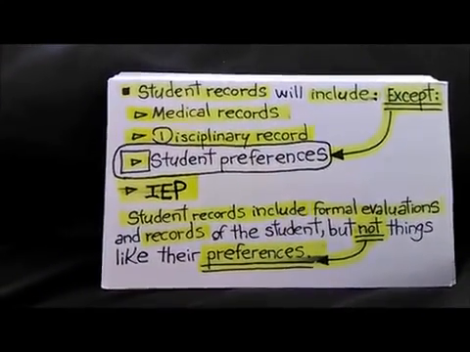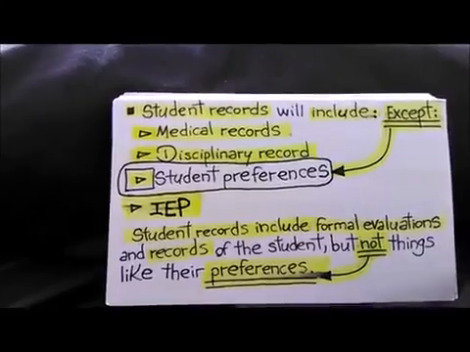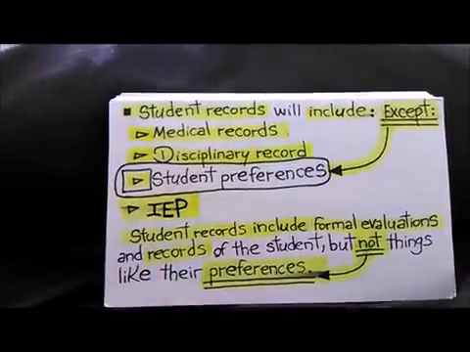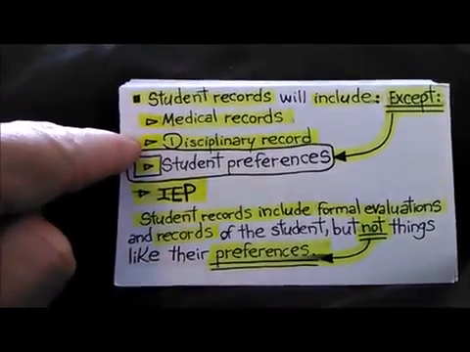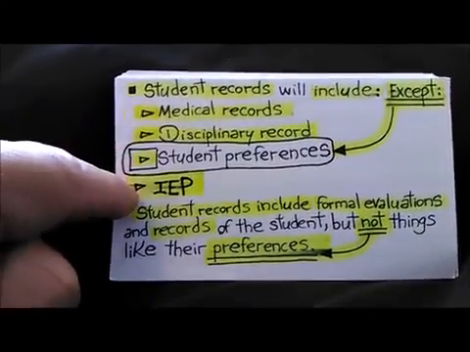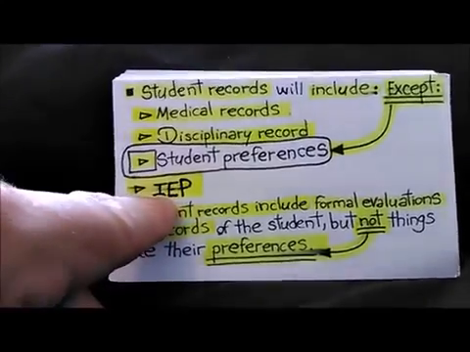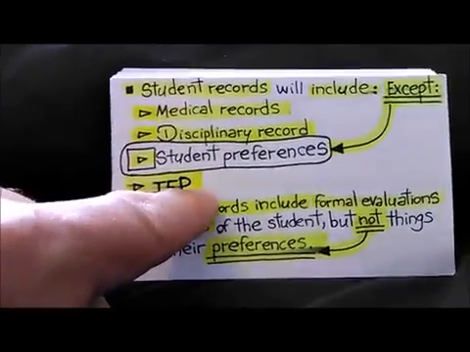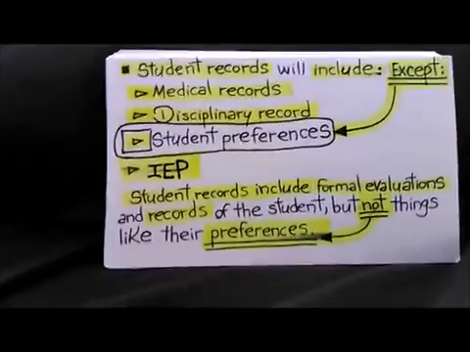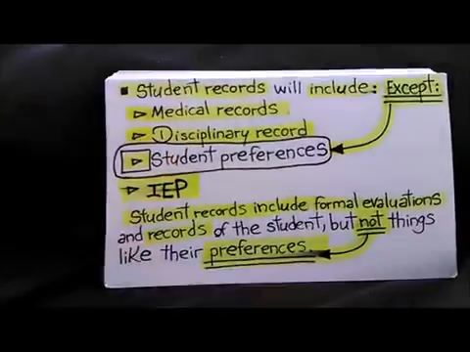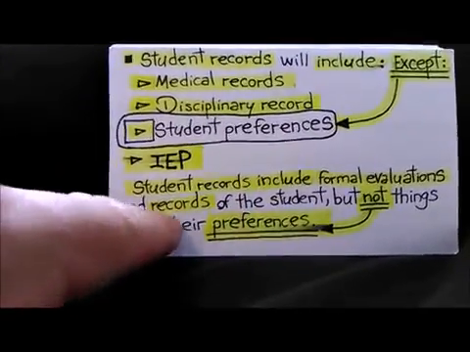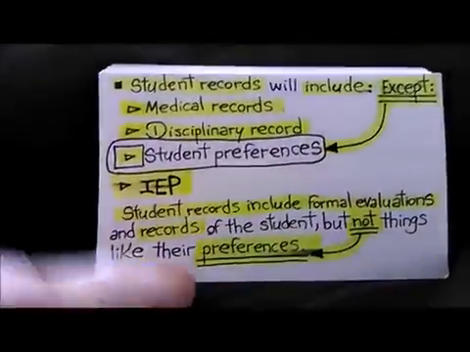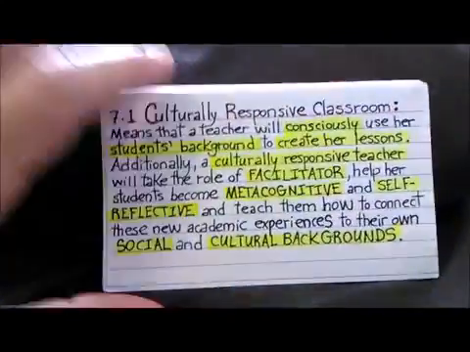Student records will include all of the following except student preferences, but they will include medical records, disciplinary records, and IEPs, which is Individualized Education Plan. They will not include, however, student preferences. Student records include formal evaluations and records of the student, but not things like their preferences. And that was 6.5. We're done.